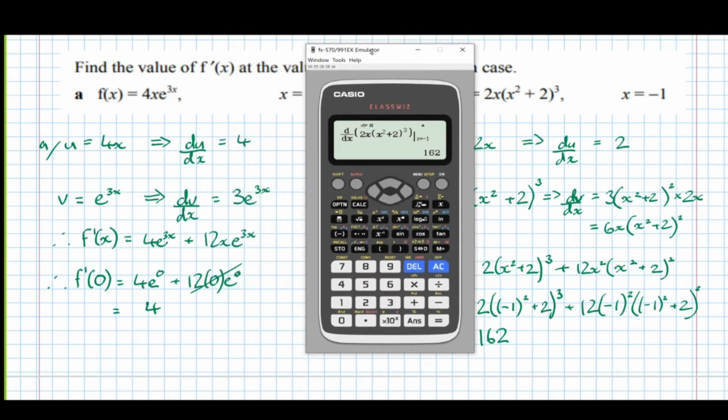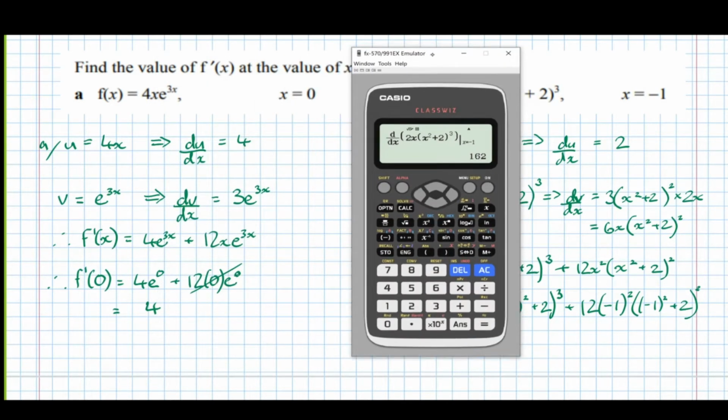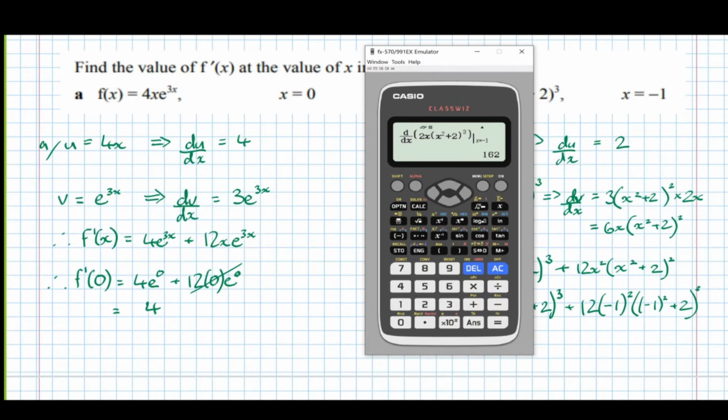While we're at it, let's check this answer here as well. So again, d dx of 4x e to the power of 3x at x equals 0. Hopefully the answer is 4. It is. So we know we're right.